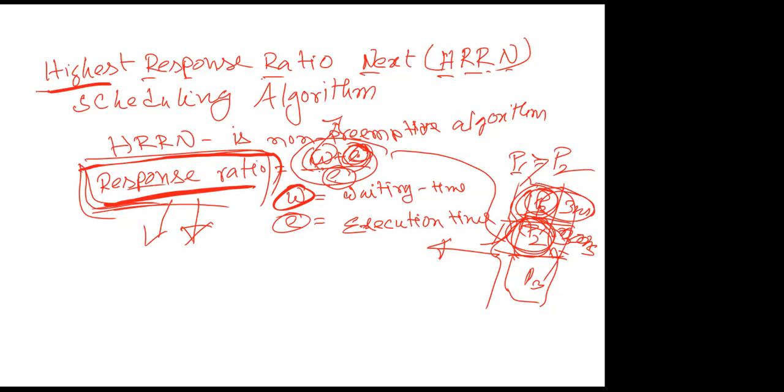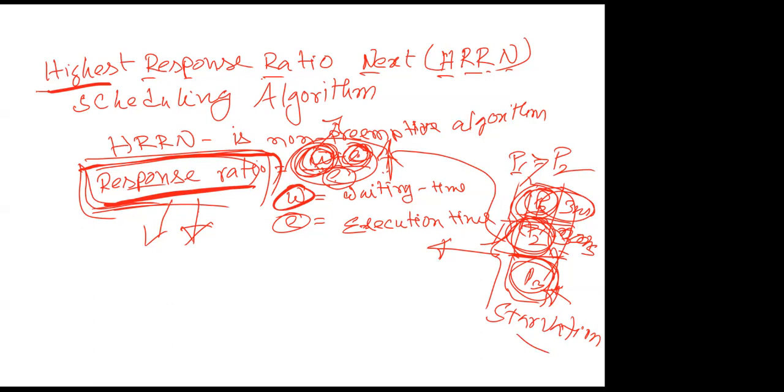Also, it limits the waiting time, so a process may not starve. You know the starvation problem already. A larger process may not starve, because if it waits beyond a certain time limit, its response ratio will become higher. W is also a parameter, the waiting time, and when W increases, this ratio also increases. So there is less chance that a process gets stuck in starvation. This is how the algorithm works.